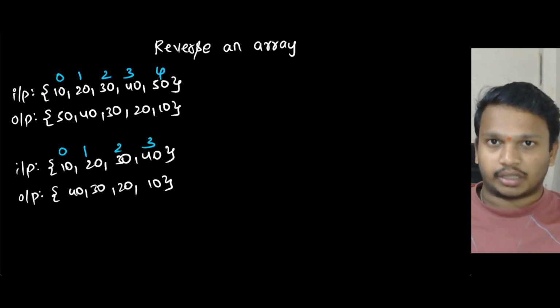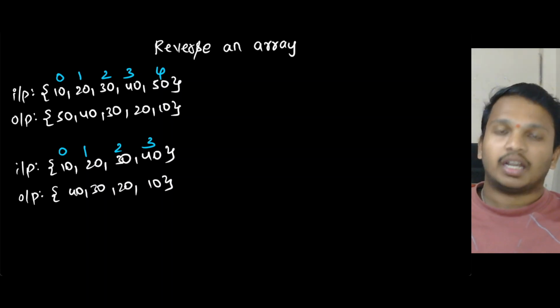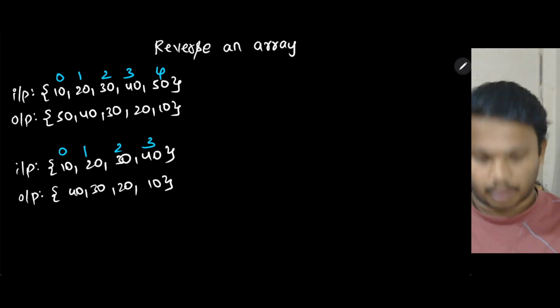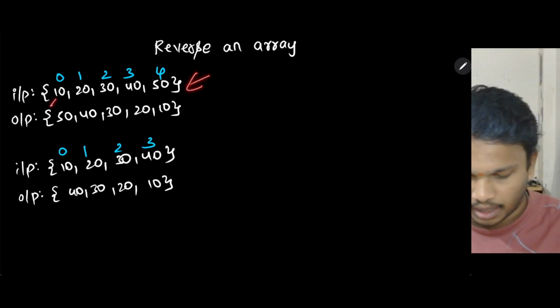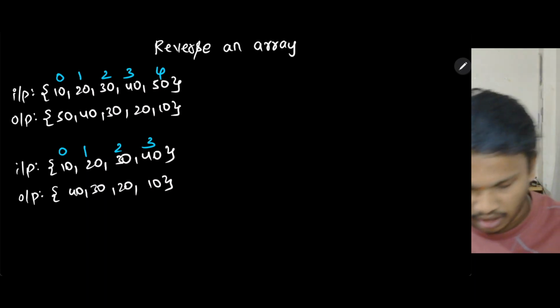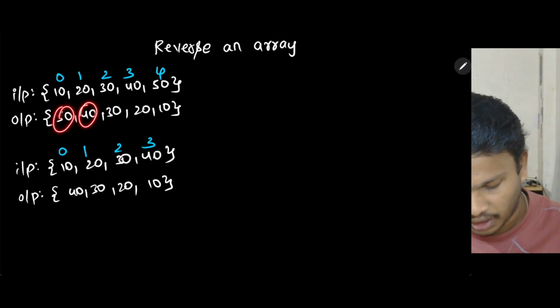Today we are going to discuss a new question where we need to print the reverse of an array. Okay, observe this input and our output very carefully. Here we are given the input 10, 20, 30, 40, 50. What is the reverse order? Just reverse the elements. Now the elements are 50, 40, 30, 20, 10.